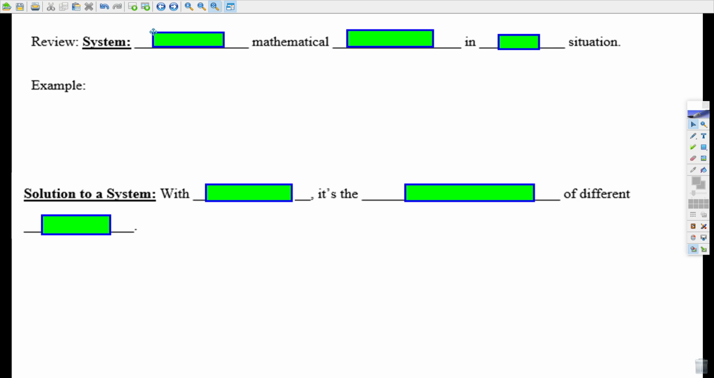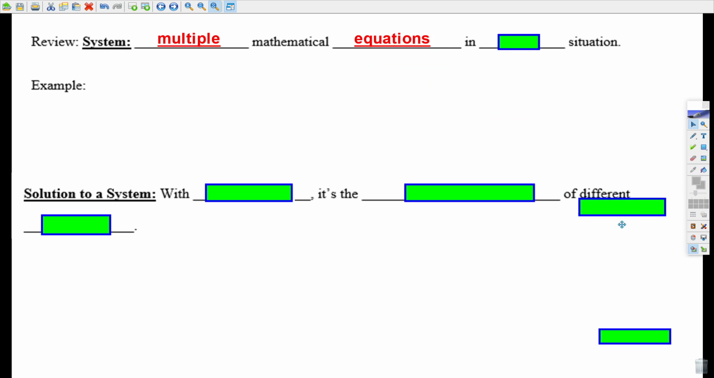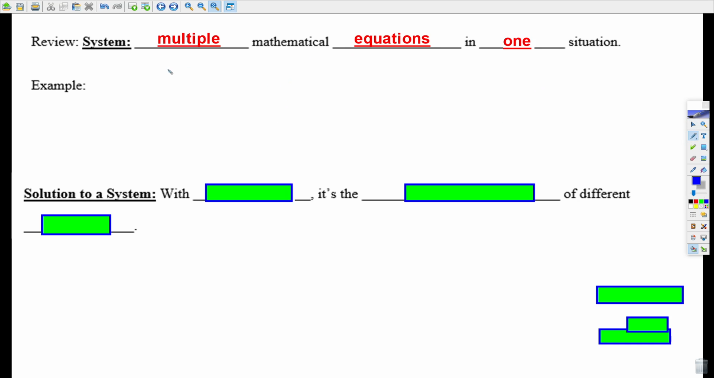So a review of what a system is. I'm not sure if you covered this last year or not. Maybe it'll be familiar to you whenever we do it. I'll show you what it means. So what is a system? It's just multiple mathematical equations in one given situation. Multiple equations in one situation. Let me give you an example.